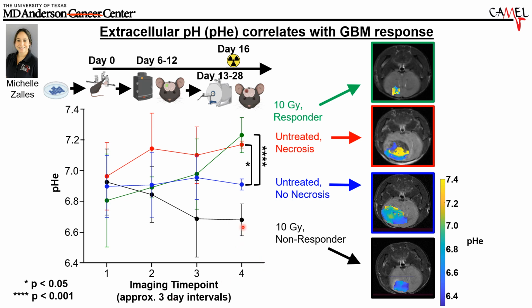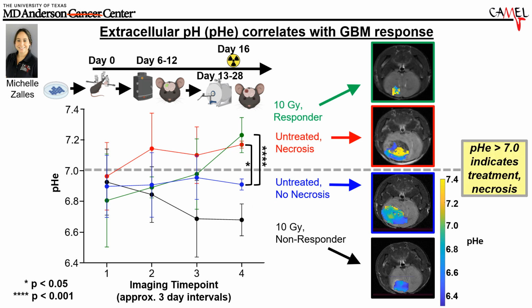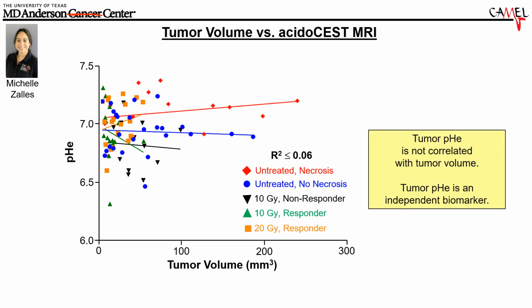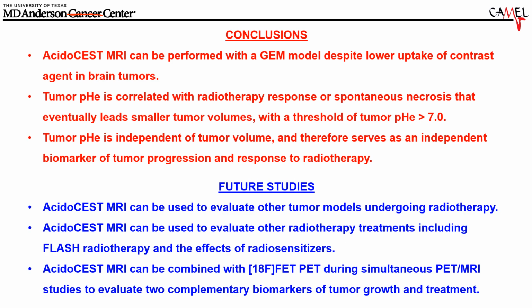And that's because we can see that untreated mice that showed no necrosis or non-responders to the therapy had lower pH than those mice that had necrosis or were untreated or that responded to the therapy. And we can draw a threshold at pH 7.0 to divide those two groups. There is no correlation between extracellular pH and the tumor volume as seen in this graph. That's good because pH is an independent biomarker and not just directly related to tumor size.